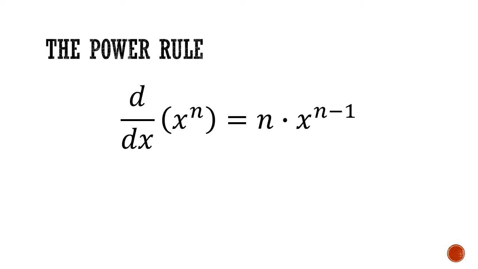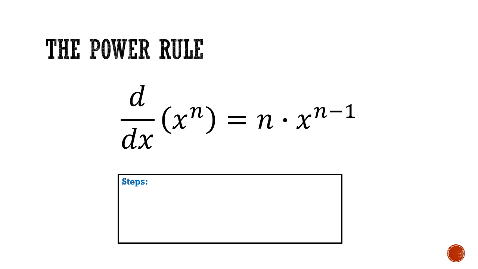d over dx, that means that you're taking the derivative with respect to x, with that being in the denominator, of x to some power. And it equals n times x to the n minus 1.